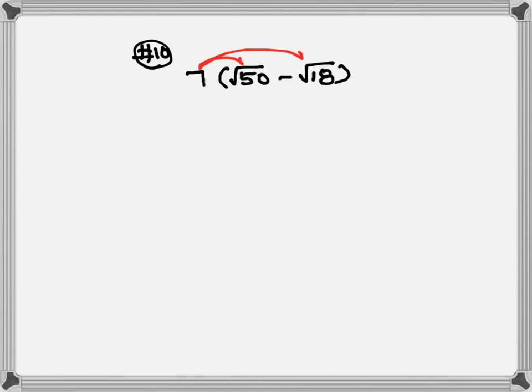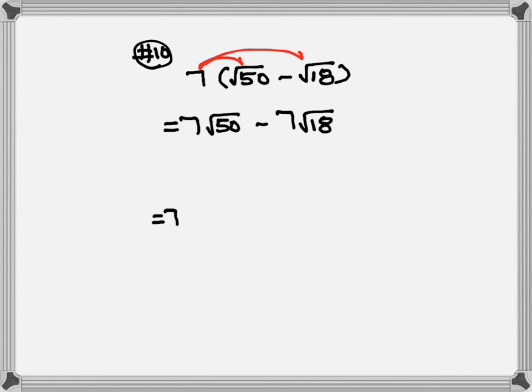Next, let's look at number 10. Number 10, we have 7 parenthesis square root of 50 minus square root of 18. So again, we're going to take the outside number and multiply into the parentheses. So take the 7, multiply into the parentheses. Numbers outside stay outside. So we have 7 square root of 50 minus 7 square root of 18. After that, keep the 7.